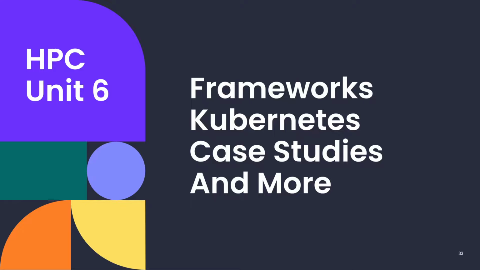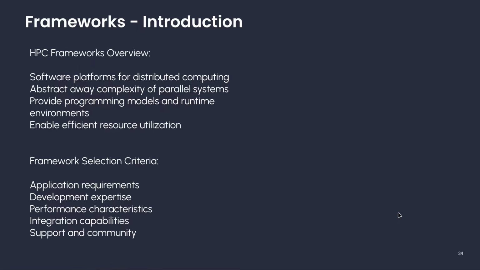Hello everyone. So आज आपण हाय परफॉर्मन्स कम्प्युटिंगचा 6 युनिटचा सेकंड पार्ट कव्हर करणार आहोत, which is these topics. So frameworks. HPC has a lot of frameworks. So the framework selection criteria is as follows. Requirement काय आहे, डेव्हलपमेंटची एक्सपर्टीज काय आहे, परफॉर्मन्स कॅरेक्टरिस्टिक्स म्हणजे परफॉर्मन्स कसा पाहिजे, and support and community and integration capabilities.